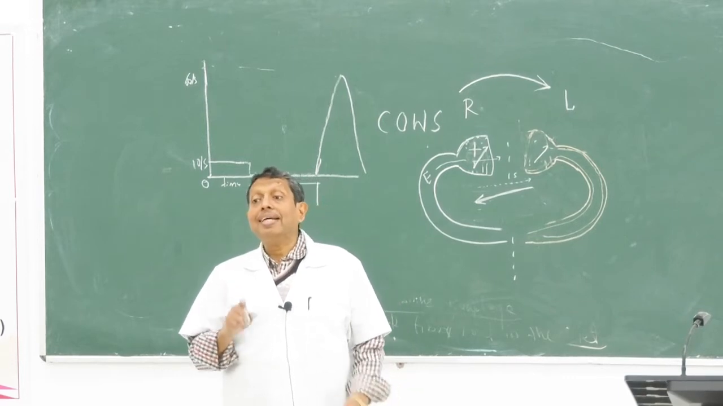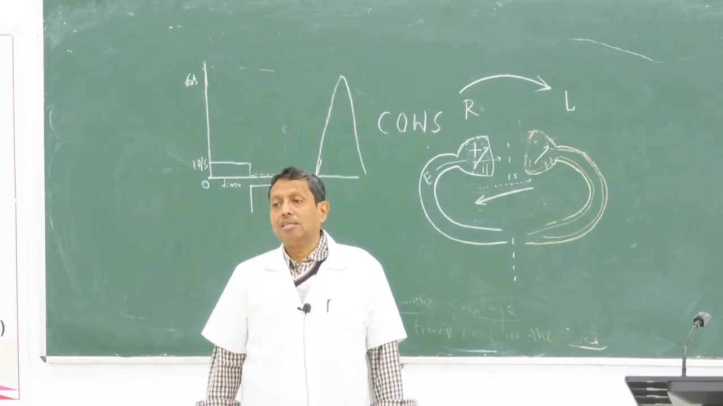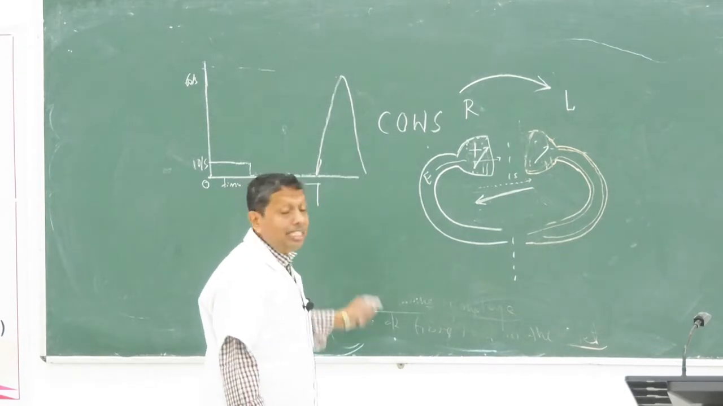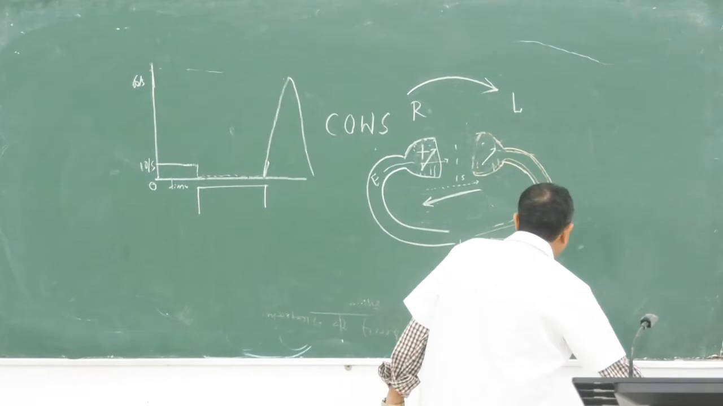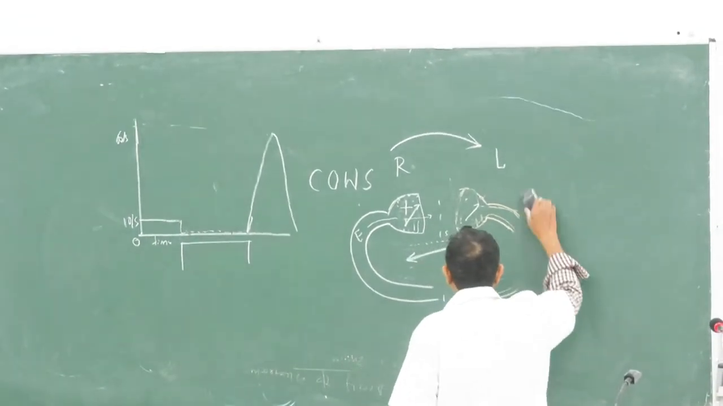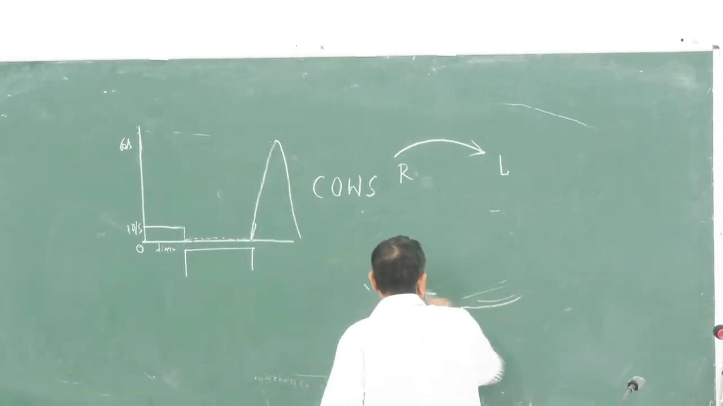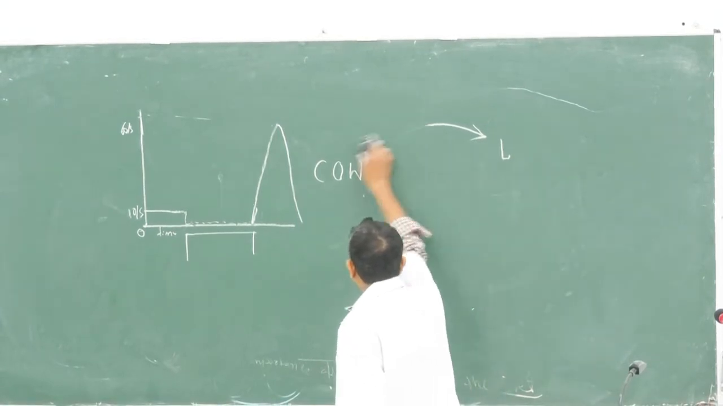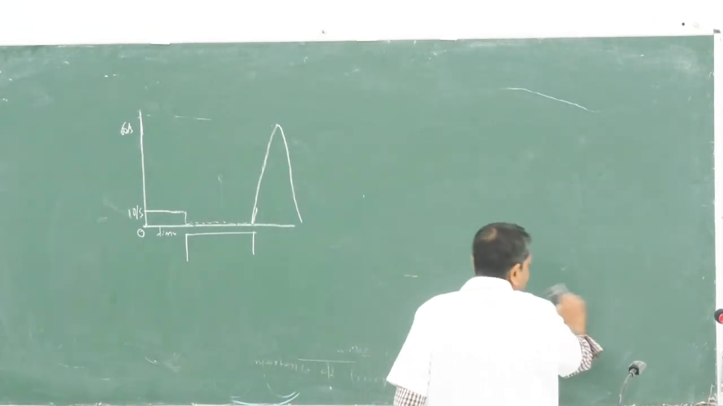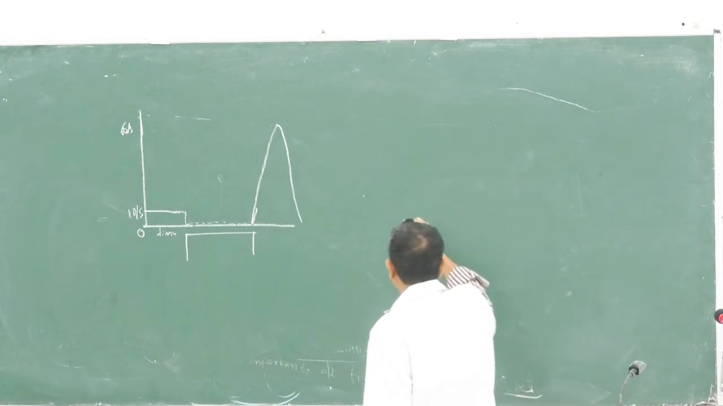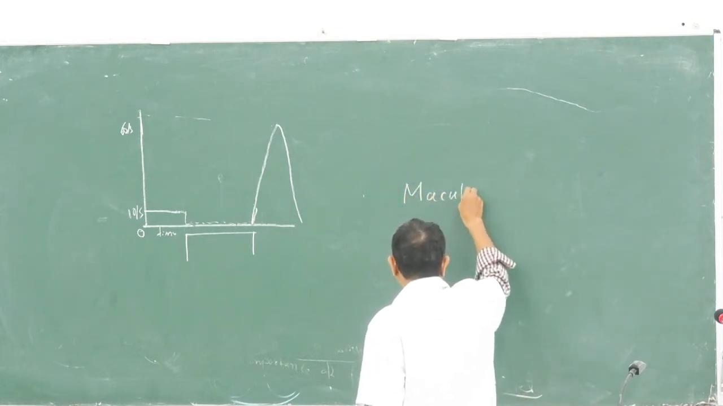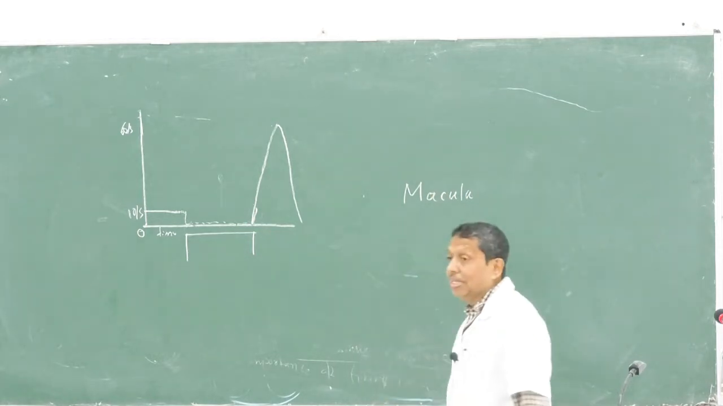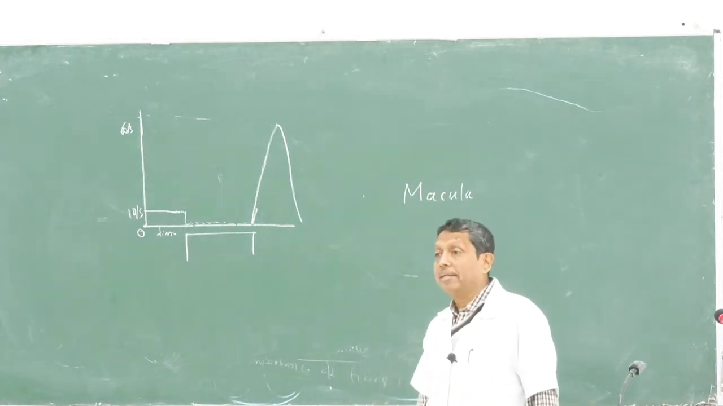Another part is the linear acceleration. For this purpose, there are the utricle and saccule. And here the organ is called macula. They are called macula. And it is also called the otolithic organ.